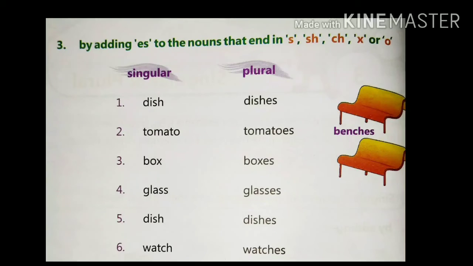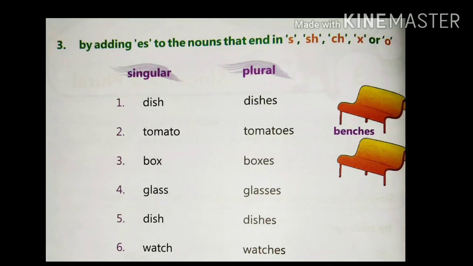Now we come to the fourth example, glass. It says the noun that ends with s. Now they're giving the example of s. Glass is ending with the letter s. So we again have to add es to make it plural. So glass, glasses. Then watch, ch. The word watch is ending with ch. So in this case we are again going to add es because it's ending with ch.